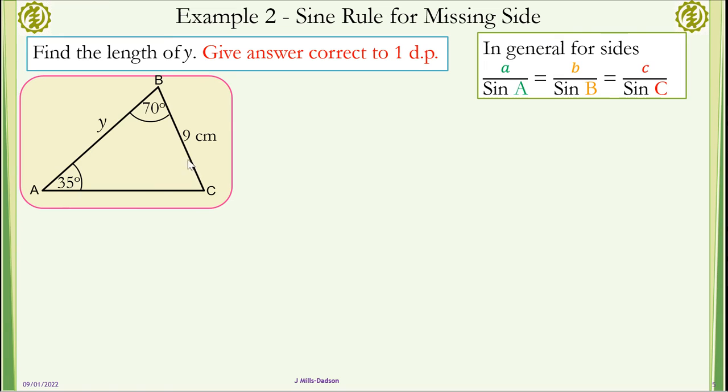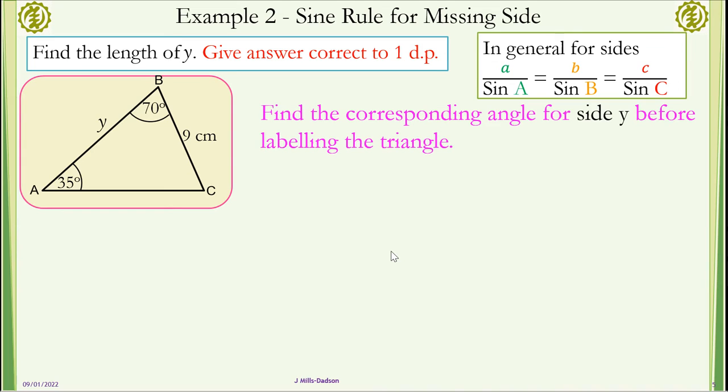But we can work out this missing angle because angles in triangles make 180. So before we label, let's work it out, and it's 75. When you add 35 and 70, that's 105, and 180 minus 105 is 75. So we have a missing side, angle, side, angle.